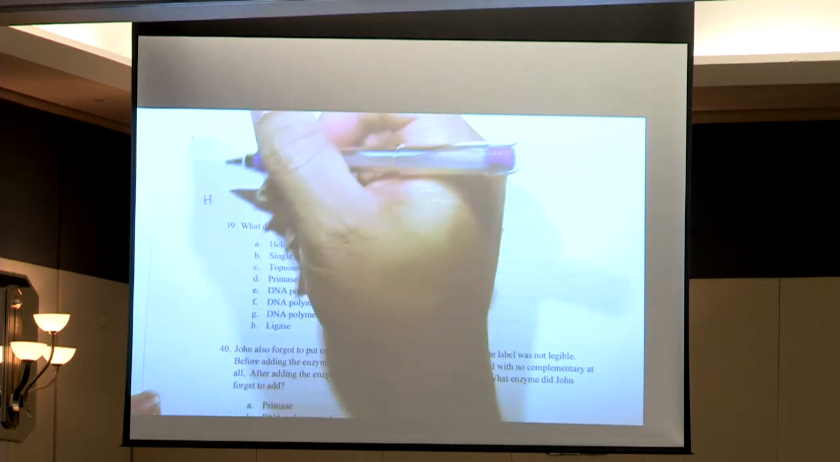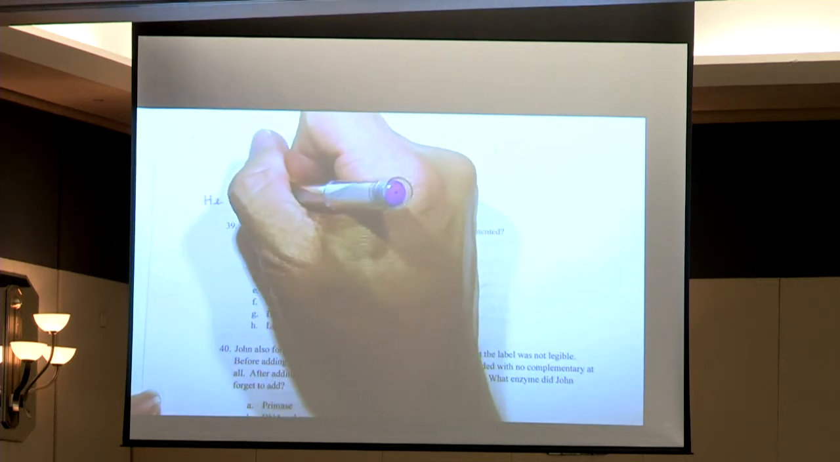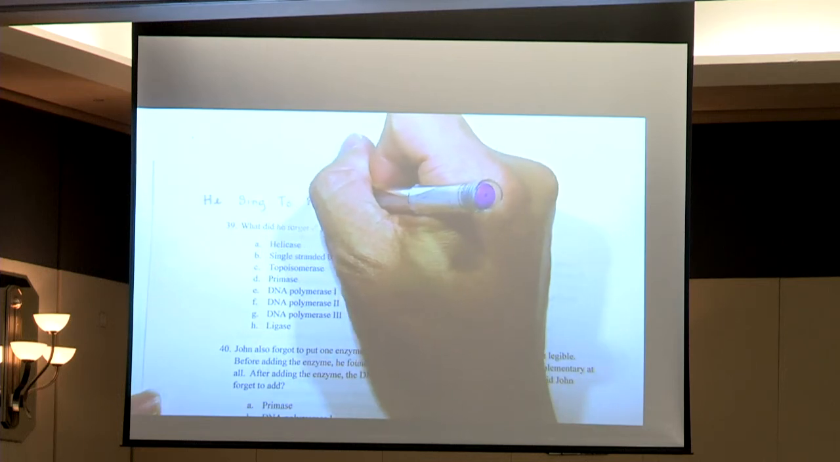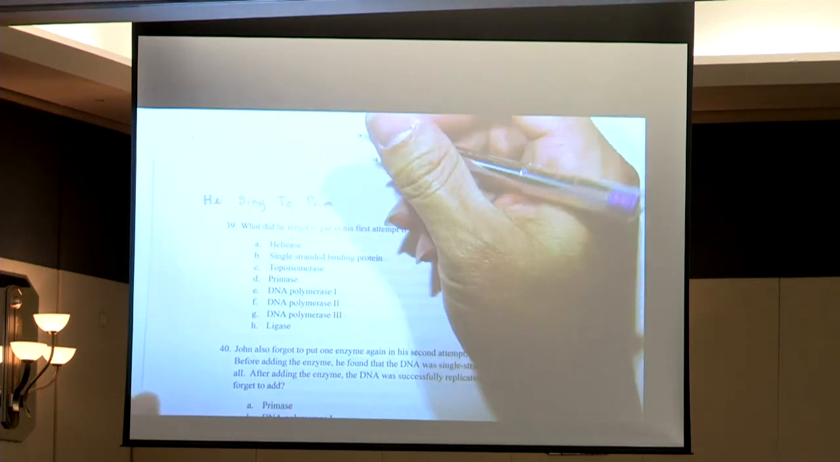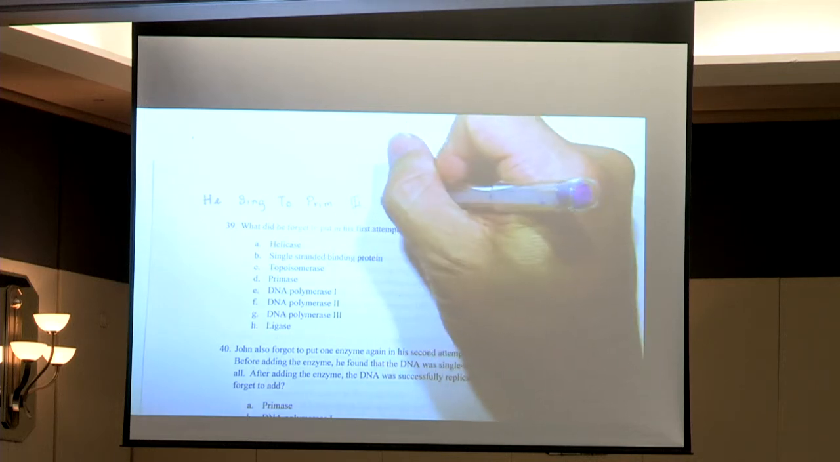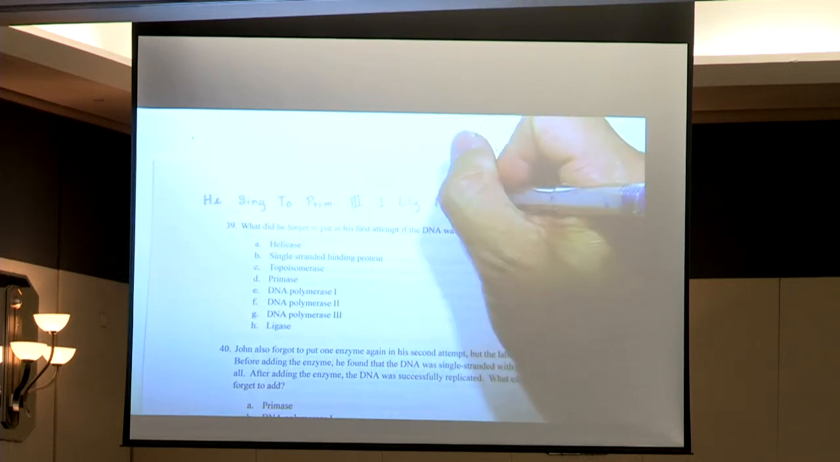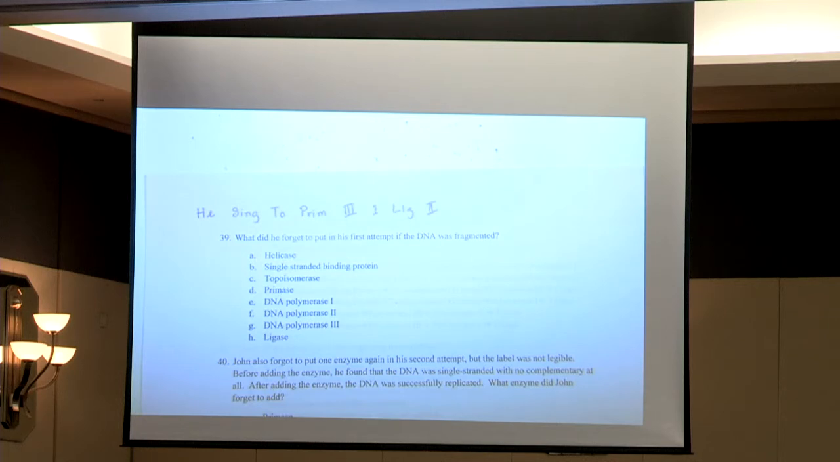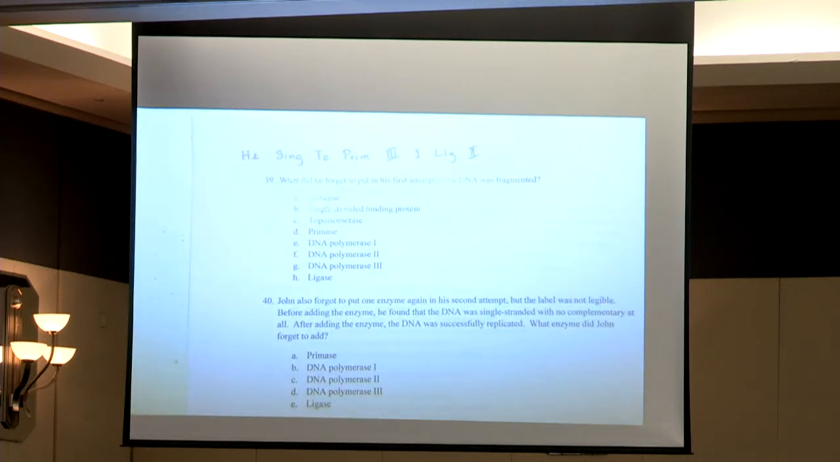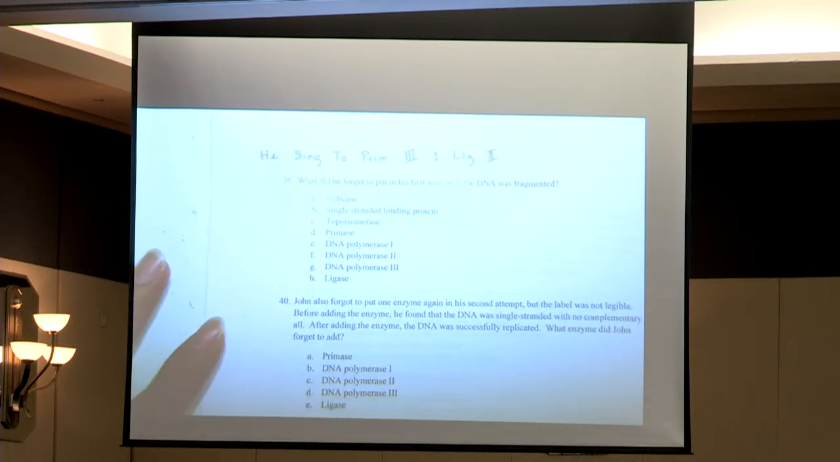So you know we have what? Sing, 2 prime. Right, that's what I have in here. So this is what we have. He's saying 2 prim, 3-1 lig 2. So what did he forget to put?